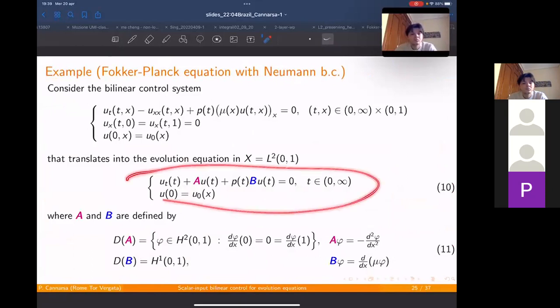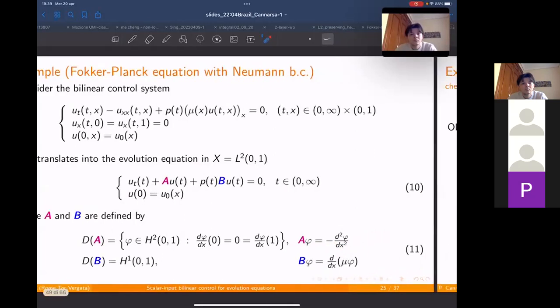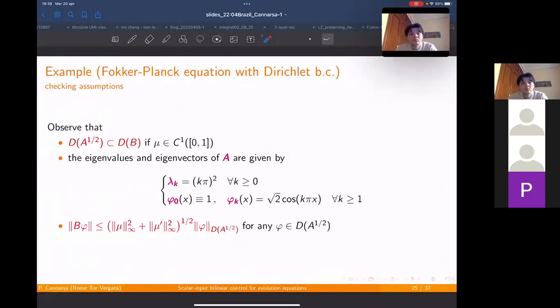Again, you rewrite the system as an evolution equation. Now you take the Neumann Laplacian, and your operator B is this operator, the derivative of mu times phi. So it is unbounded because of this derivative, but it is dominated by the square root of A. And then again, you want to check all the assumptions. And here again, it is easy to find the eigenvalues and eigenfunctions. The first eigenvalue is 0, in fact, because of the Neumann boundary condition. The first eigenfunction is the constant 1.